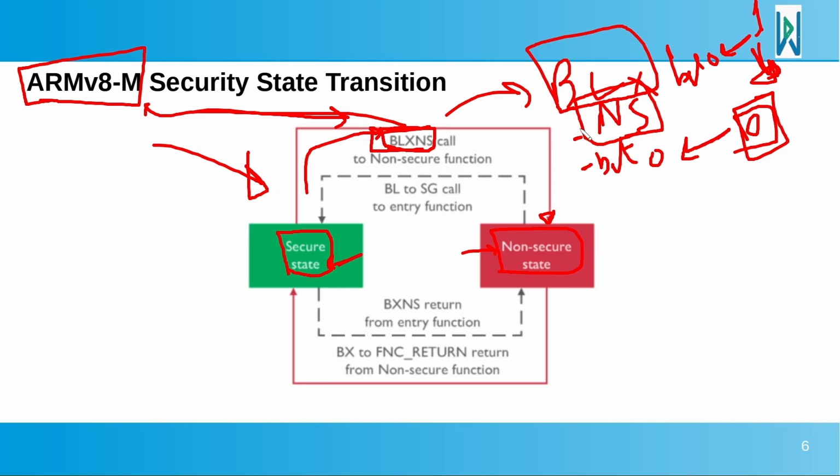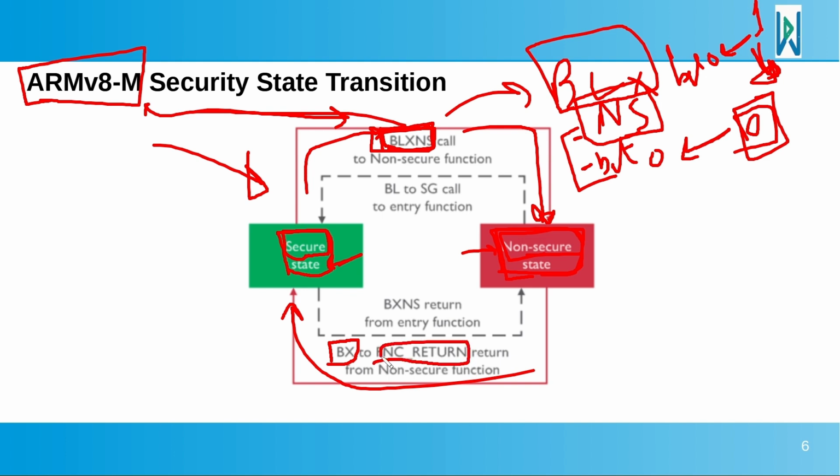Now if we meet those two conditions, then this branch with link and exchange to non-secure instruction will be able to jump properly to this non-secure area and start executing from there, and the CPU will be able to switch its state from secure to non-secure. Now to jump back from non-secure to secure, we need to execute this branch with exchange to this function return magic value.